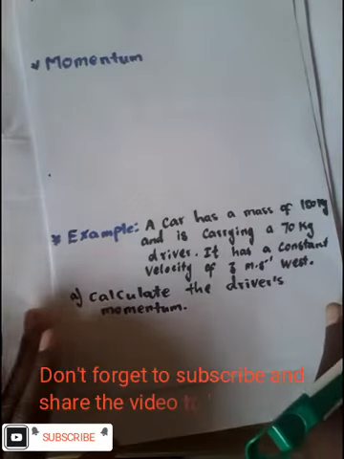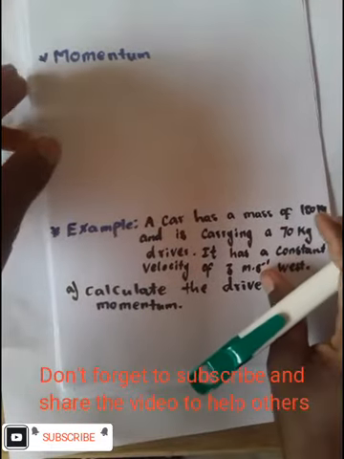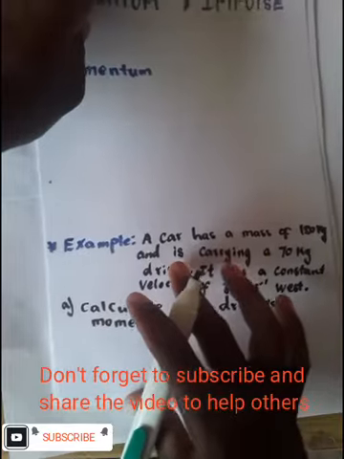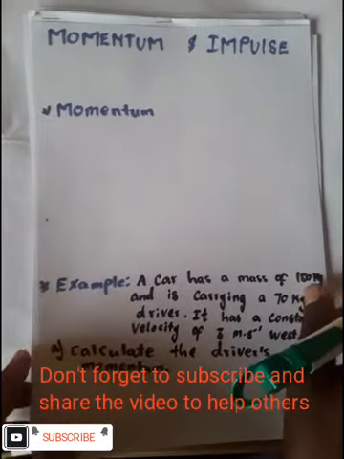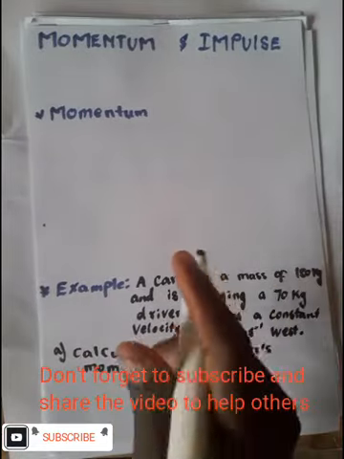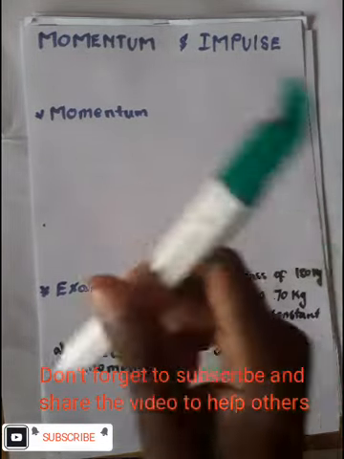Now let's get into business. Grade 12 stuff. Impulse and momentum. So this is grade 12 stuff. Impulse and momentum. We're going to check what's momentum and what's an impulse.